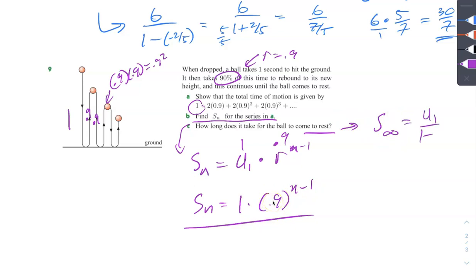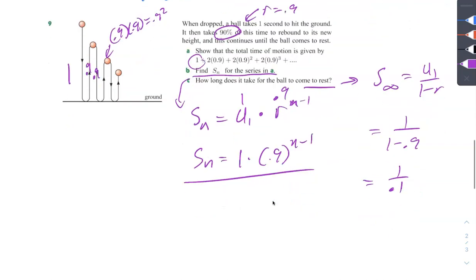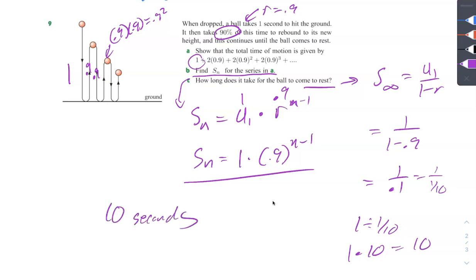u1 over 1 minus r. So that's going to be 1 over 1 minus 0.9. So that's going to be 1 over 0.1, also known as 1 over 1/10. So that's 1 divided by 1/10, or 1 times the reciprocal. So 10. It's going to take 10 seconds to come to a complete stop. There we go. That's the lesson.